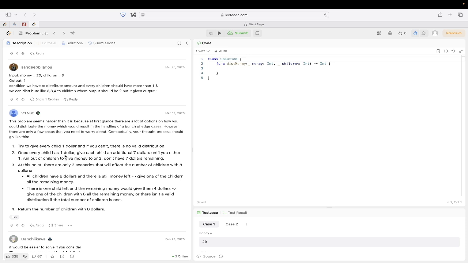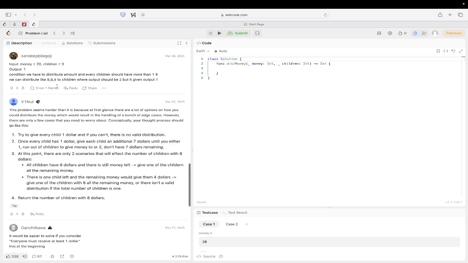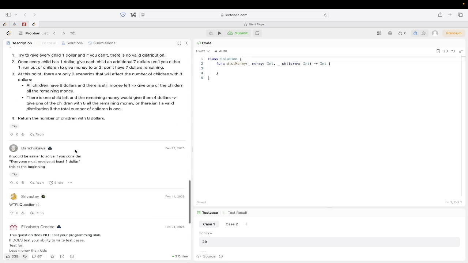Try to give each child $1. If you can't, there's no valid distribution. Once every child has $1, each child is given an additional $7 until either 1, we run out of children to give money to, or 2, we don't have $7. And there's no money left. There's one child left remaining. We'll give them $4, give them that money. Okay. And that's very helpful.